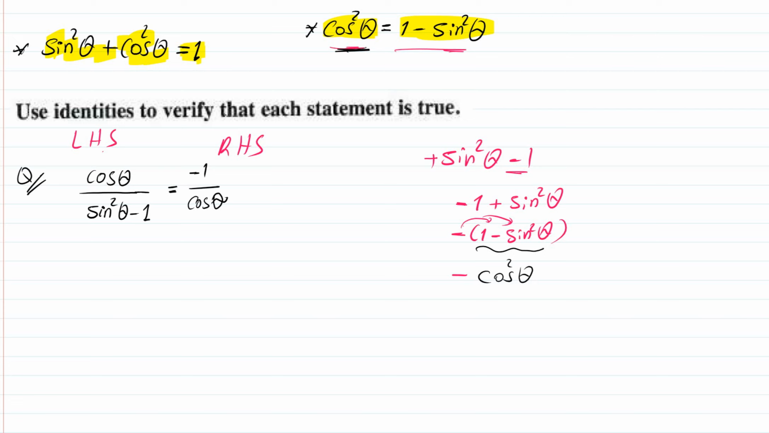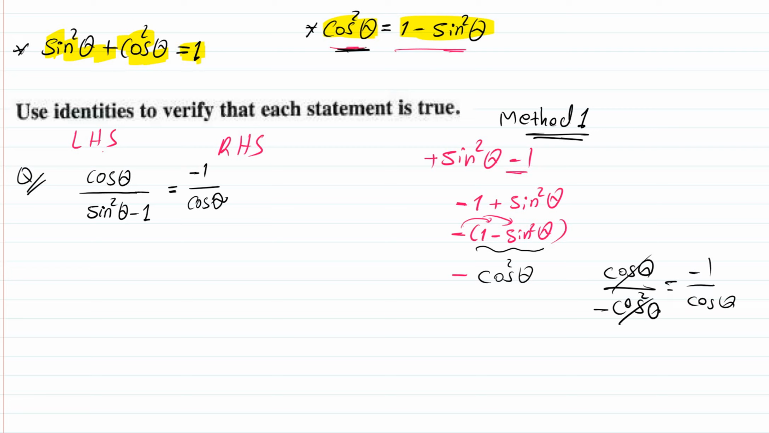True? But this is one of the methods. This is method number 1. Okay, this method 1 you can do by this one. Then you get, let's say, on the numerator we have cosine theta all over negative cosine theta square, then cosine with cosine cancel each other, we get negative 1 over cosine theta. This is method 1.